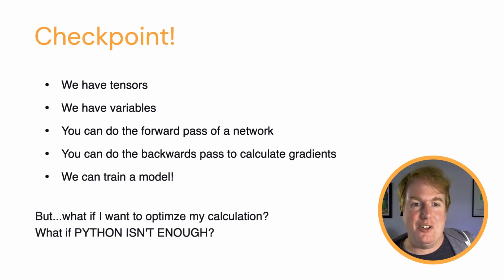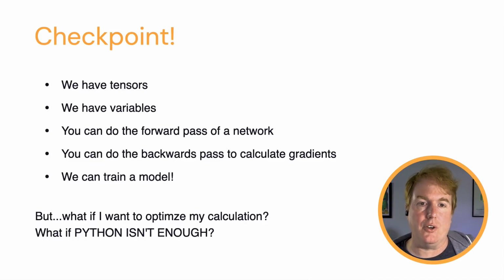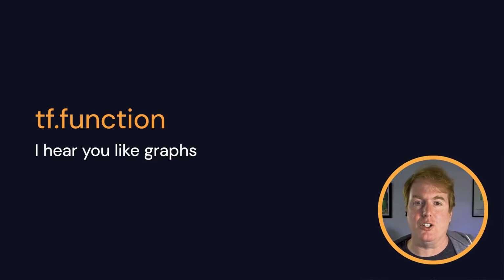So checkpoint. We have tensors. We have variables. We can do the forward pass of the network. We can do the backwards pass to calculate all the gradients. We can train a model. But what if I want to optimize my calculation? What if Python isn't enough? Well, that's where tf.function comes in.